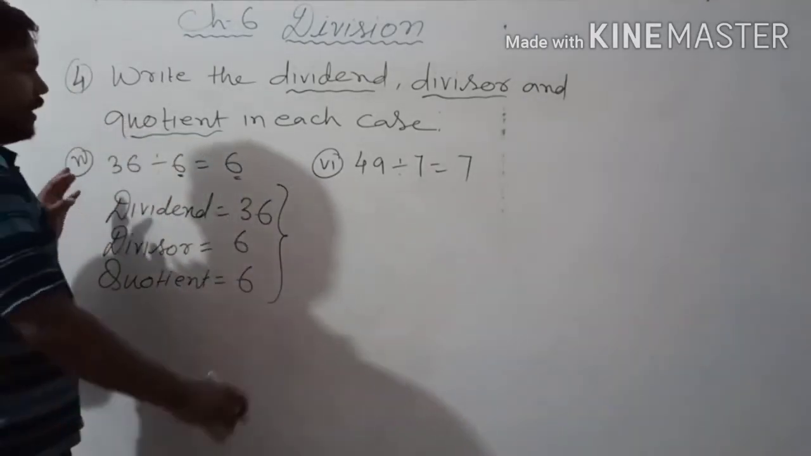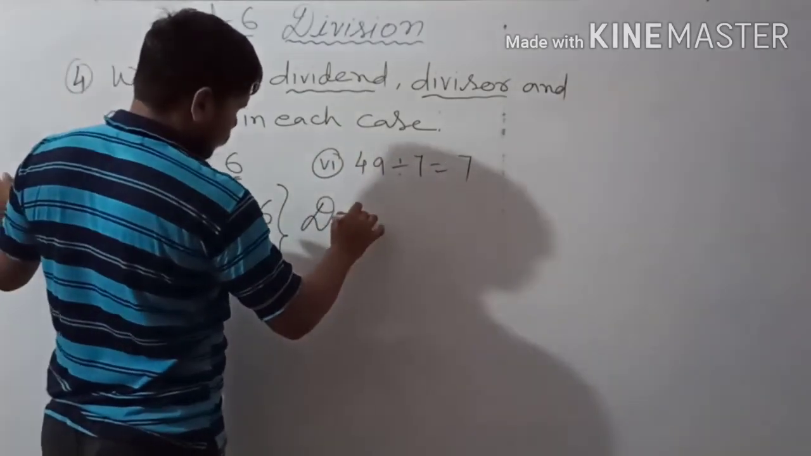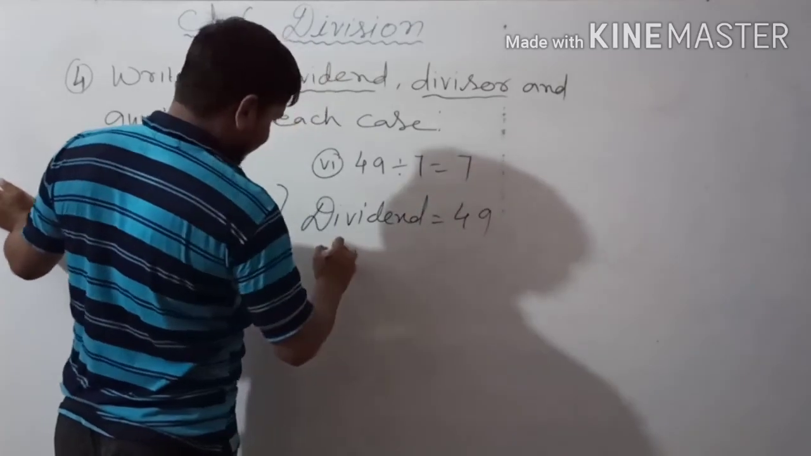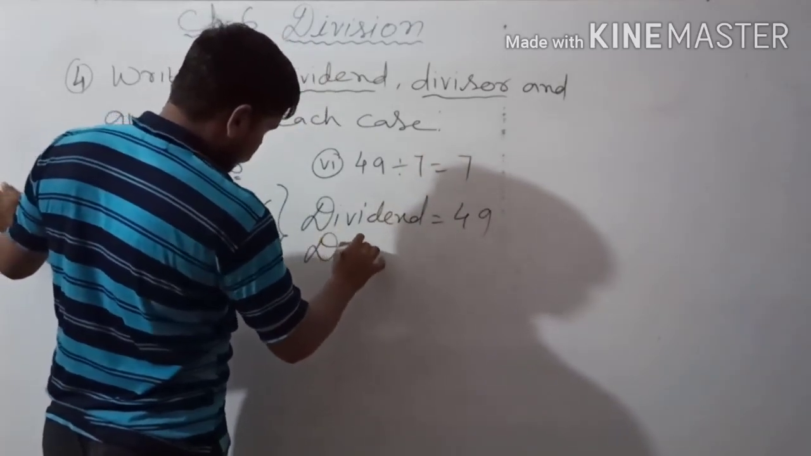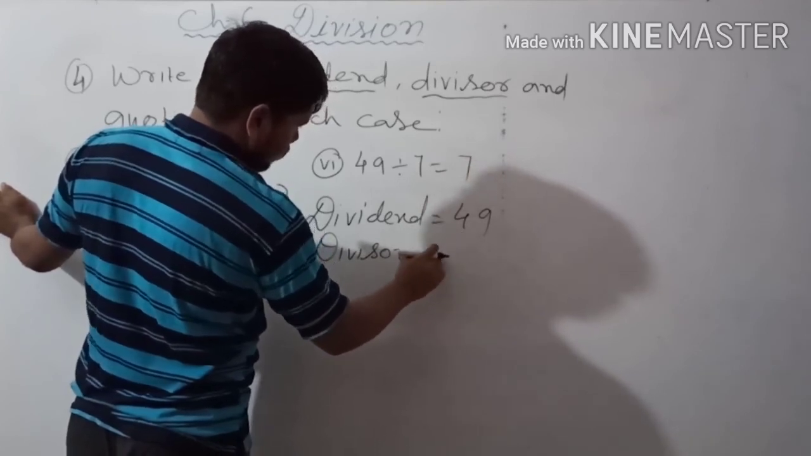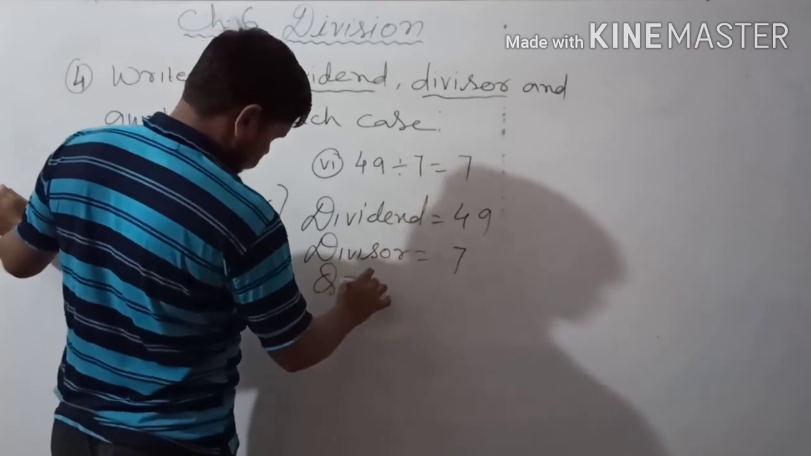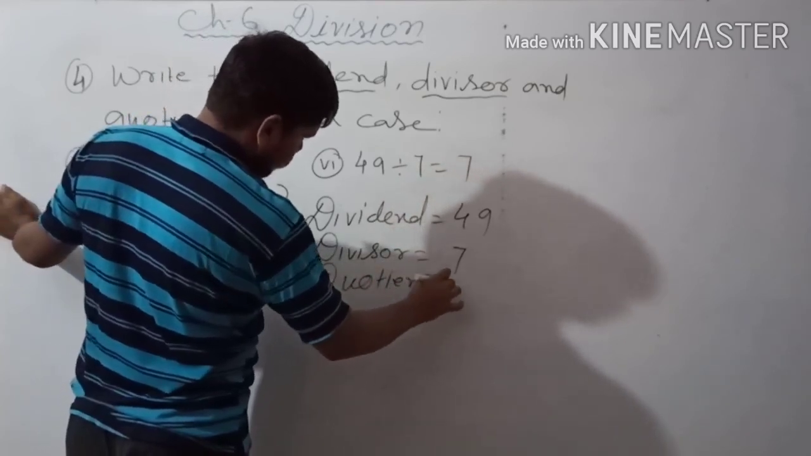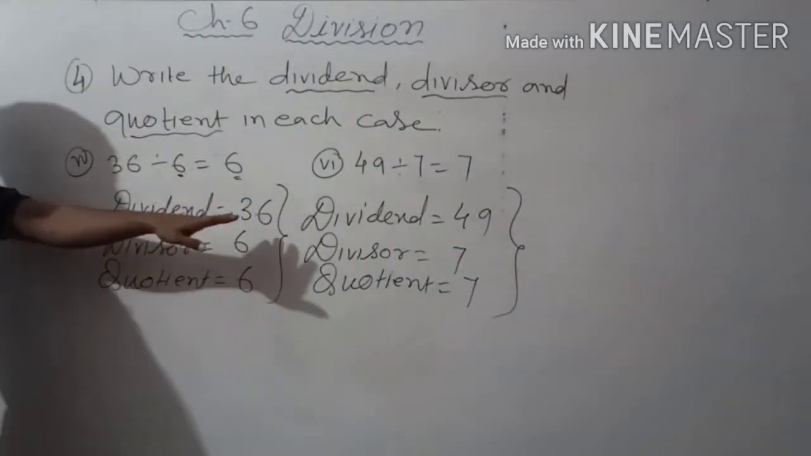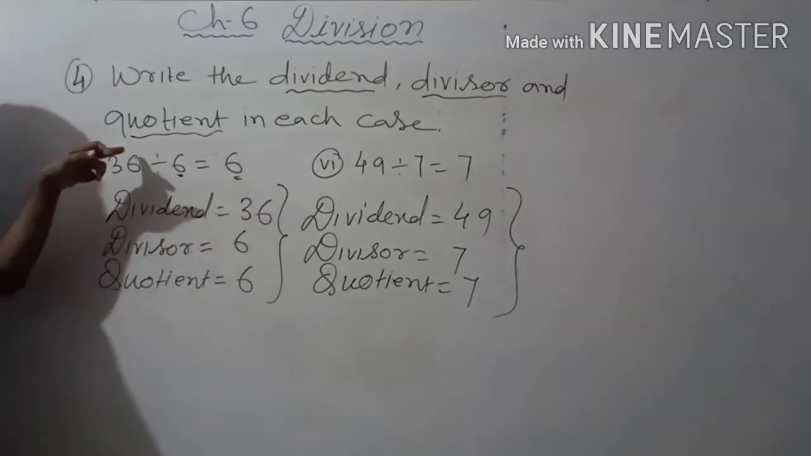In the same way, in case of this also, dividend will be 49, then divisor will be 7, because by 7 you are dividing, and quotient will be 7. So this is how very simply you can write the dividend, divisor and quotient from the given division.